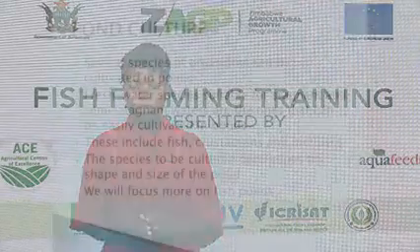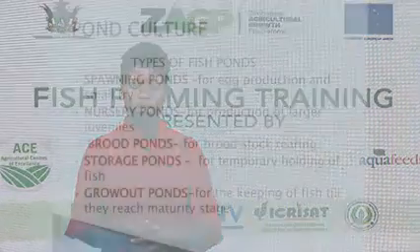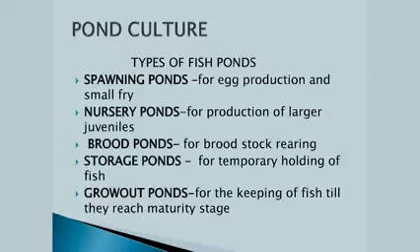Several species of organisms can be cultivated in ponds, especially the freshwater species that are suitable for stagnant and semi-stagnant waters. Since in our pond there will be no flowing of water, it will be just trapped in our pond. So the only time it is moving is when we are draining the water or adding more fresh water. So that's semi-stagnant. There are several types of fish ponds. The design depends on the use of the pond.